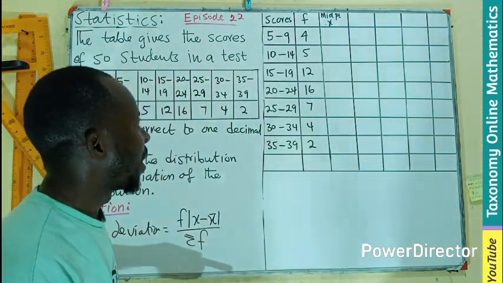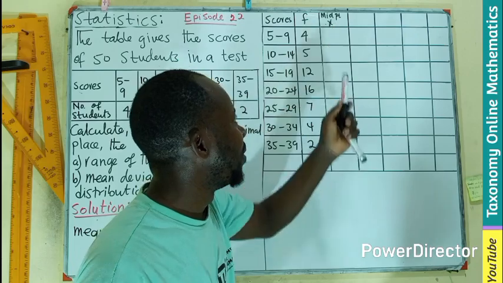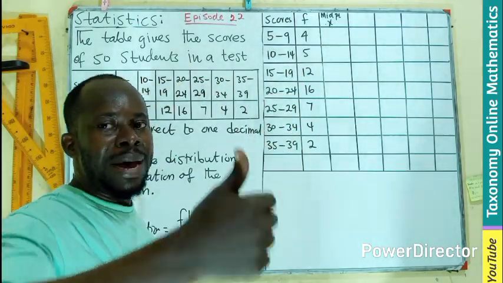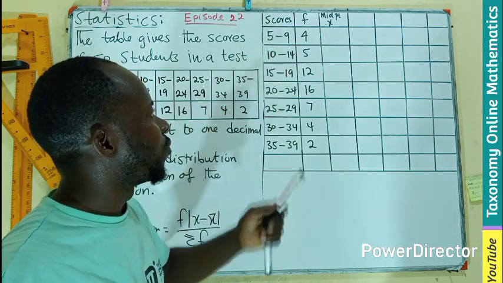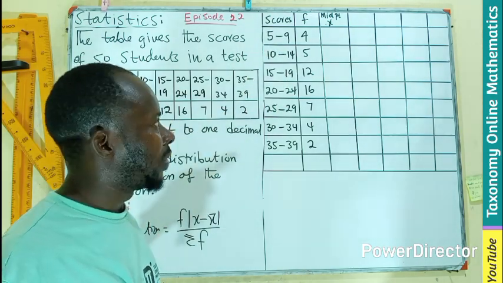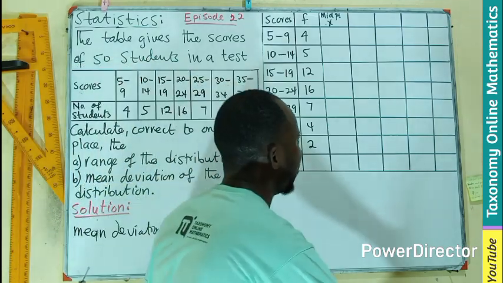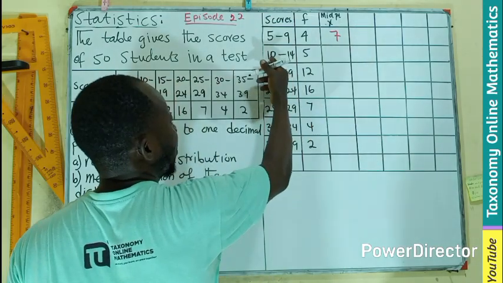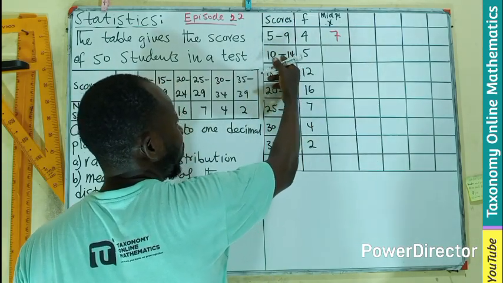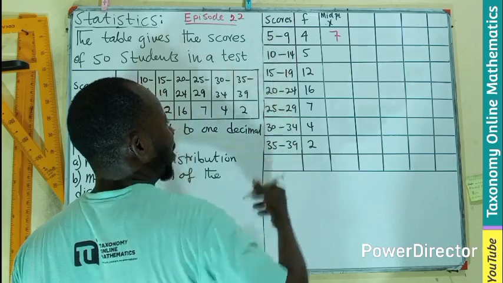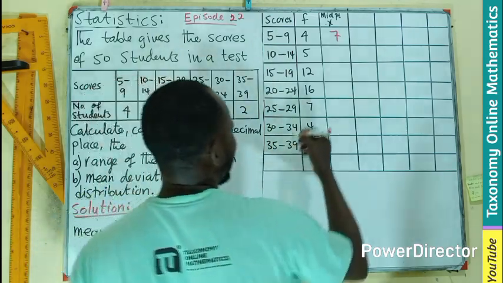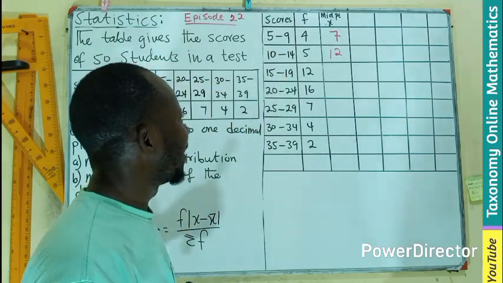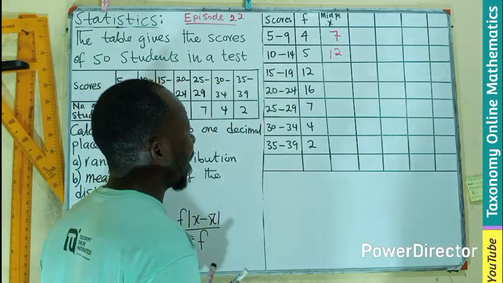All right. So if we have this, the first thing to do is to find the midpoint. The midpoint is adding the lower limit and the upper limit, divided by 2. Meaning 5 plus 9, that will be 14. 14 divided by 2 will be 7. Then 10 plus 14 is 24. 24 divided by 2 will also give us 12. This will be 15 plus 19, that will be 34, so I get 17.